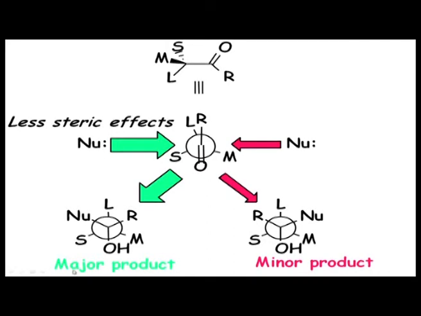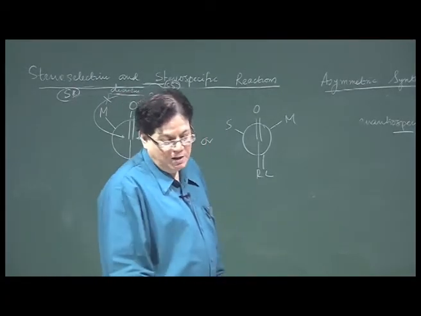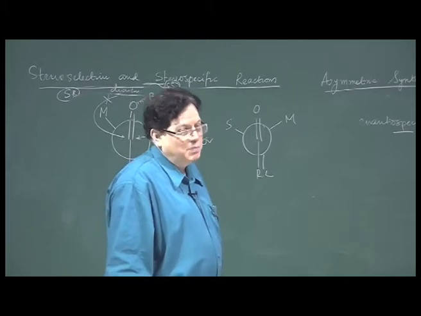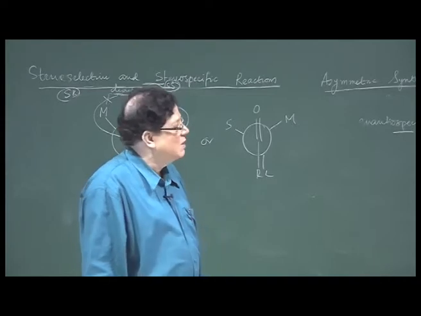So, these are the two diastereomers possible, but the major product is obtained when the nucleophile approaches from the side of the small group. So, this is what is called the classic Cram's rule. Incidentally, Donald J. Cram gave that rule. He received the Nobel Prize later on for some other work, not this stereochemistry work.